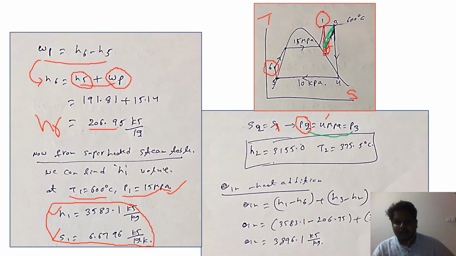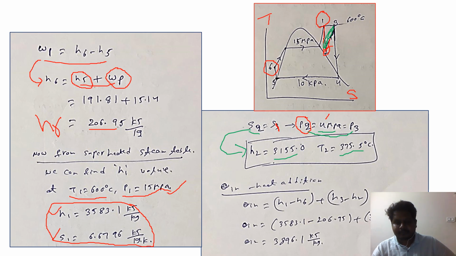Now at 4 megapascal and entropy 6.6796 kilojoule per kg Kelvin, if you look at the steam table, we can find the enthalpy and temperature at point 2. H2 equals 3155.0, T2 equals 375.5. These two values I have taken from the steam table.